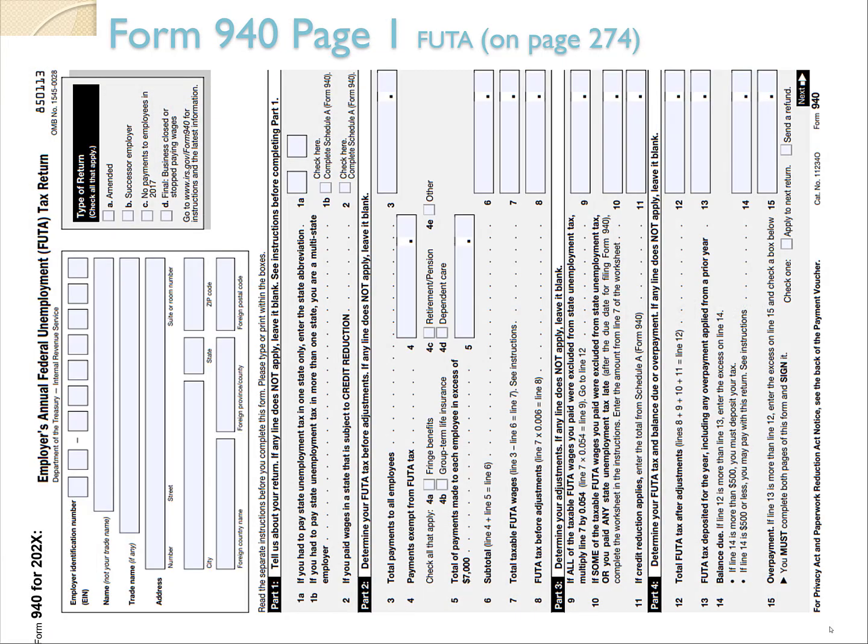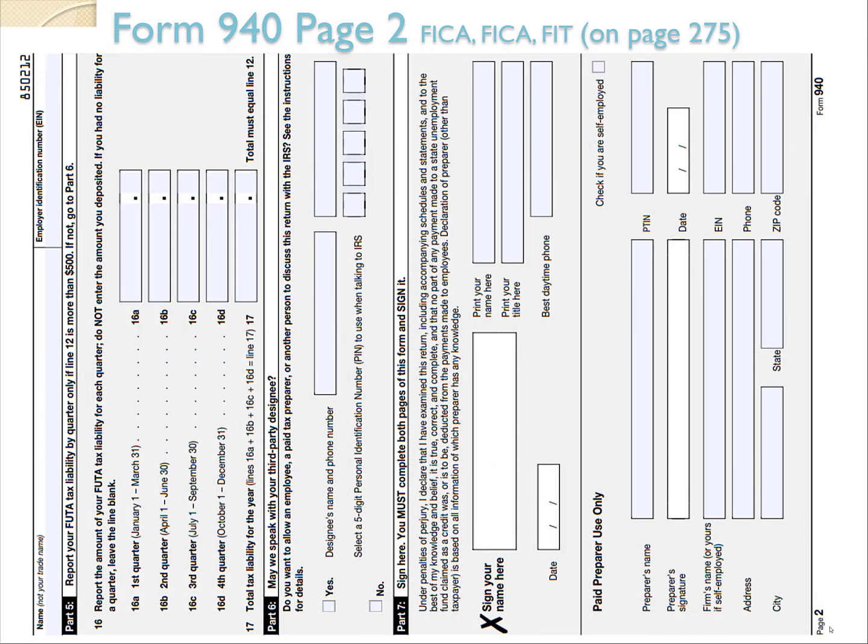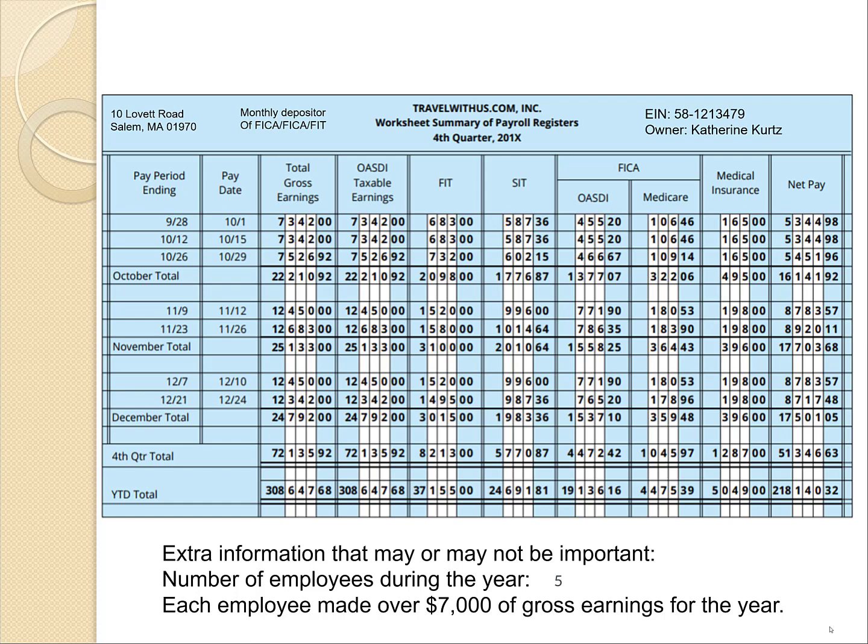So here's page 1 of the Form 940, and there's page 2. Again, go and print those out from the PowerPoint on Canvas. We will also need this information. This is a worksheet summarizing the payroll registers for the fourth quarter of travelwithus.com.